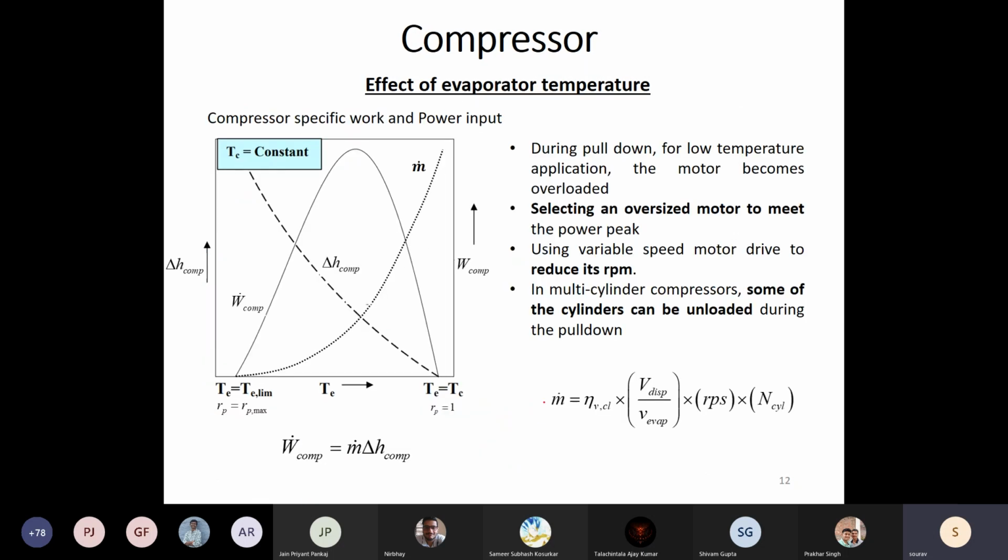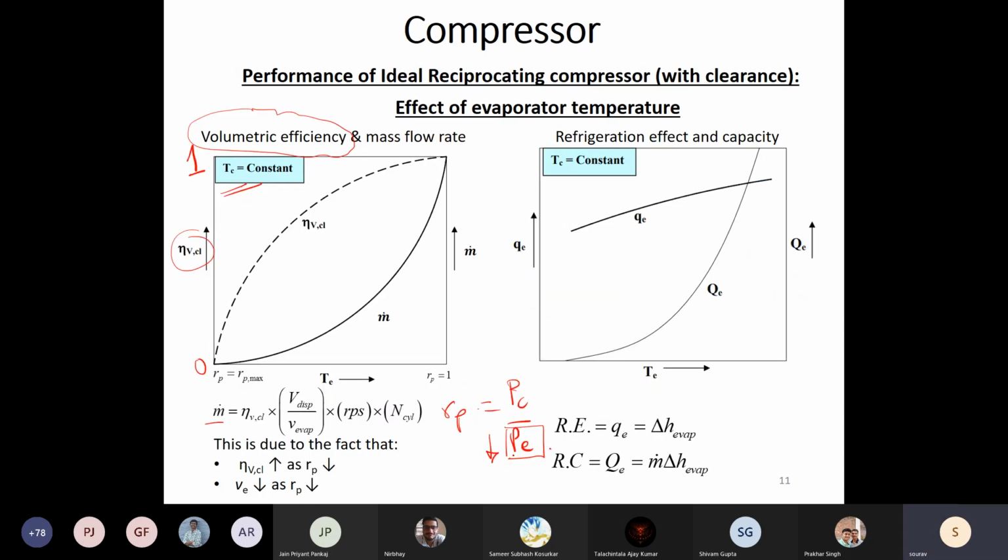Now if I reduce Te, I will have lower and lower evaporator pressures, which means that my Rp will continue to increase. So at lower evaporator temperatures, you will have higher Rp. Okay, and at higher evaporator temperatures, you will have lower Rp. The best case scenario would be where your evaporator temperature is just equal to your condensing temperature. That will give rise to a pressure ratio of 1. So that is the entire range which we are looking at. So Te will go from Tc all the way till one particular value where you get the Rp max.